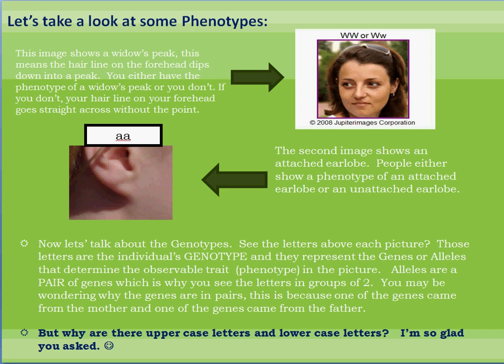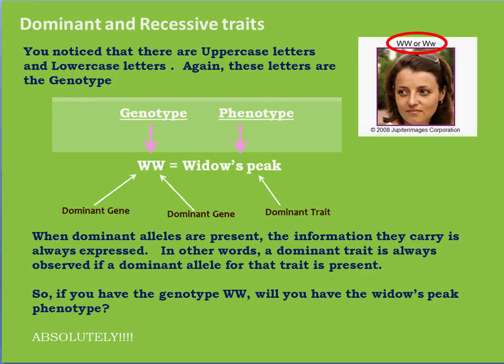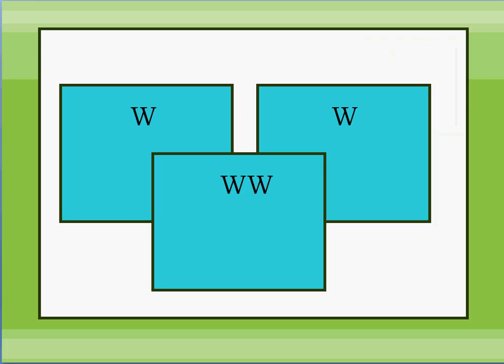You also may notice that some of the letters are uppercase and some of the letters are lowercase. Well, I wonder why that is. Good question. So let's find out. The letters are showing you uppercase or lowercase. The uppercase letters are noting traits that are dominant. The lowercase letters are showing you a recessive gene for a particular trait. So if you have the code uppercase W, it's going to result in a phenotype for having the widow's peak.